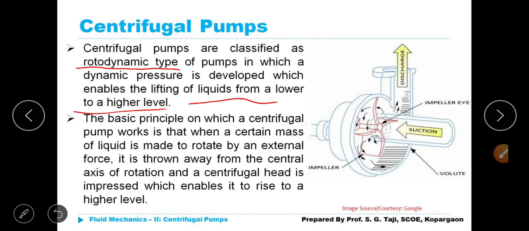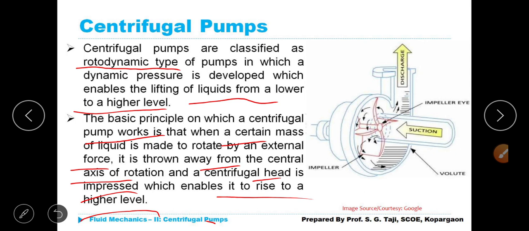Basic principle on which centrifugal pump works is that when a certain mass of liquid is made to rotate by an external force, it is thrown away from the central axis of the rotation and a centrifugal head is impressed. Whatever the centrifugal head impressed, which enables it to rise to a higher level. Got it? Basic principle that may be asked for 1 or 2 marks. What is the principle of centrifugal pump? Even in oral that may be asked.